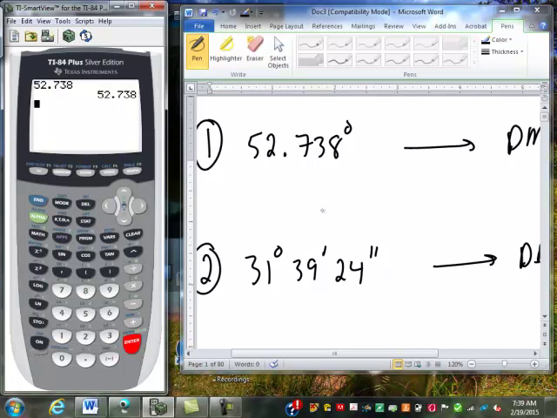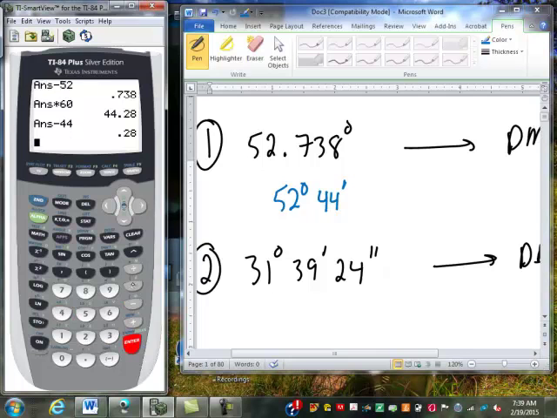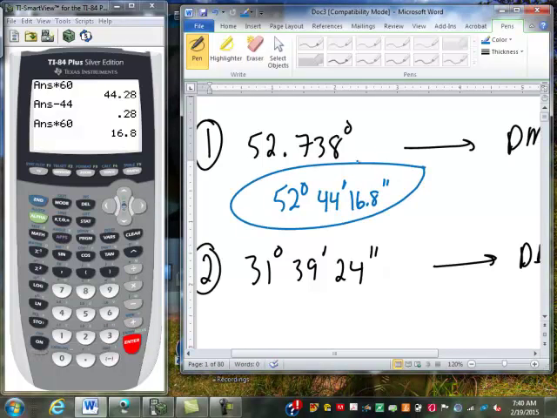So the first one here, 52.738. We're going to subtract the 52 because we're going to keep 52 degrees. So we're left with the 0.738. We're going to take that 0.738 and times 60. Gives us 44.28. So we're going to keep the 44. Back over here, we're going to subtract 44 because we already used the 44 minutes. 0.28 is going to be, once again, times 60. 16.8 seconds. So 52 degrees, 44 minutes, 16.8 seconds.